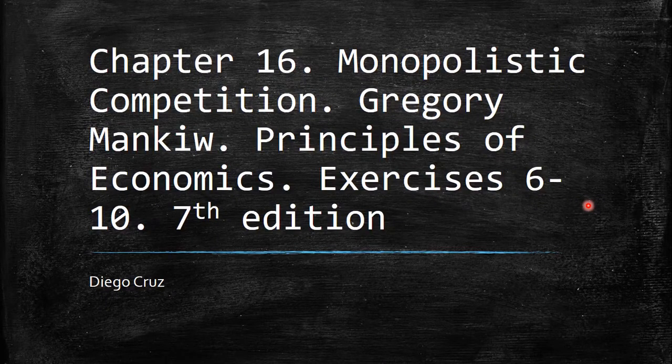We're going to work on chapter 16. We're going to work from exercises 6 to 10 of the chapter Monopolistic Competition. This is a book of Gregory Mankiw, Economics, 7th edition.